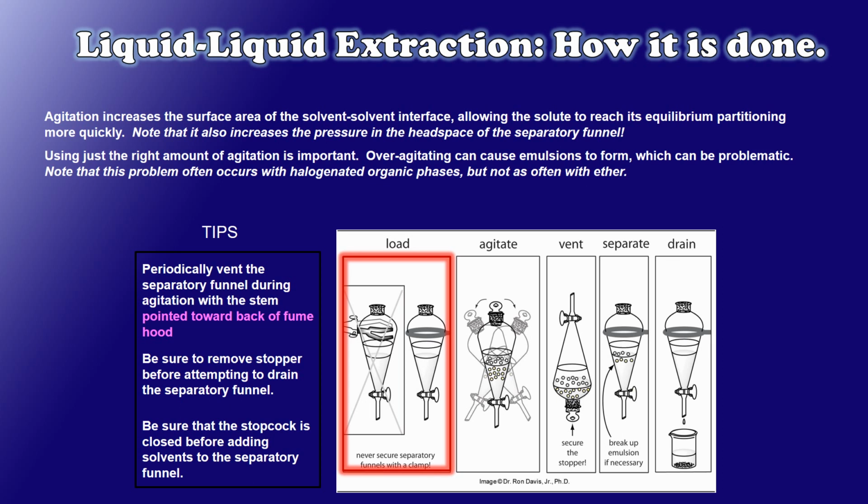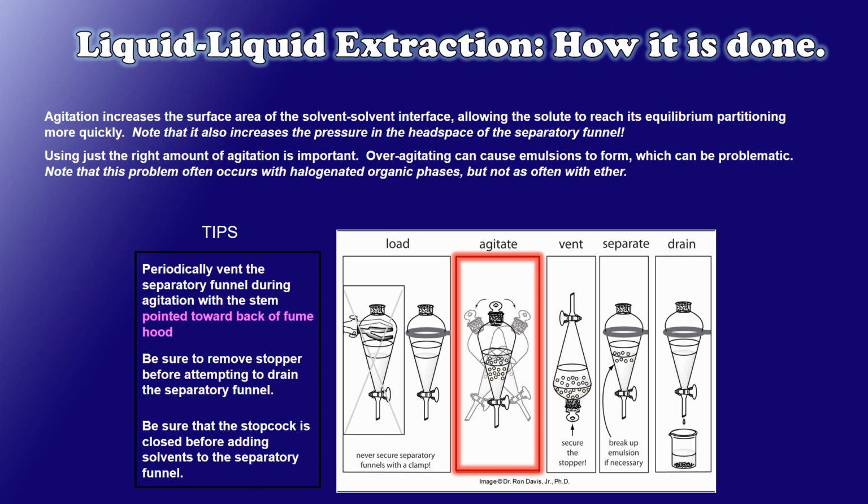The next step is to agitate. We agitate to speed up the rate at which the equilibrium is established, to be sure that we get the proper distribution of compounds across the two phases. And this is done by placing a stopper in the opening of the separatory funnel and then inverting it back and forth several times over the course of a minute or two.